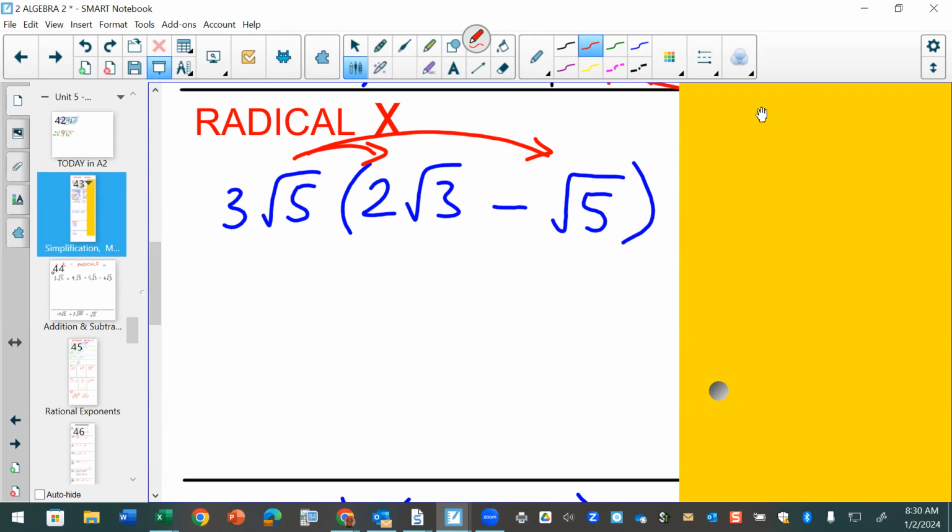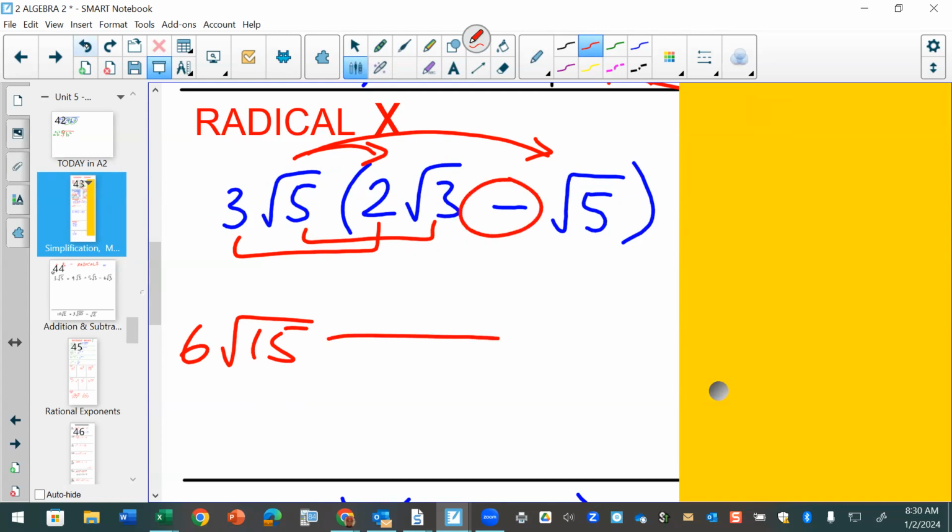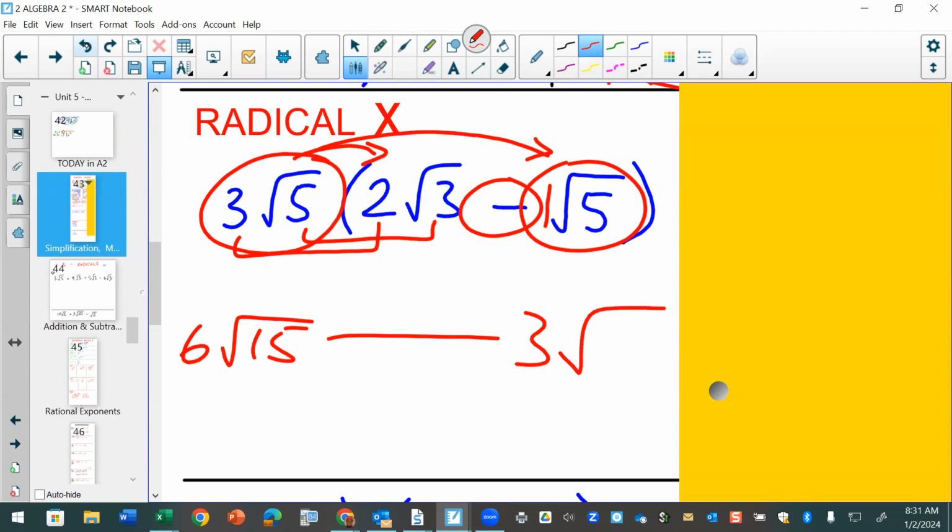Now I just got to make sure you know, okay, what do you get when you multiply those? Which pieces are you allowed to multiply together? Outsides can multiply together. Insides can multiply together. So, what's that give you? 6 root 15, half credit achieved. Now you got a minus, and what do you get when you multiply that by this? What numbers are outside? 3 and, good. So what's 3 times 1?